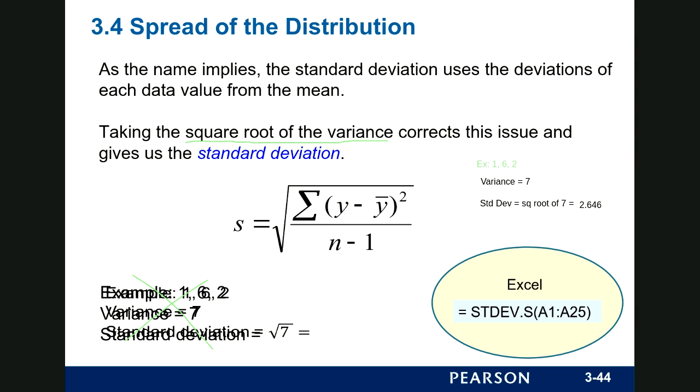So this is the formula for standard deviation if you're using it in Excel. You type the equal sign so that Excel knows it's a formula. Type the words stdev.s, open parentheses, and the range of the values that you want. So from cell A1 to cell A25, which might be different for you. Questions?